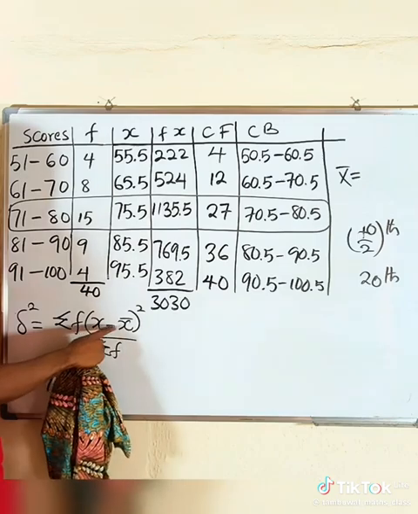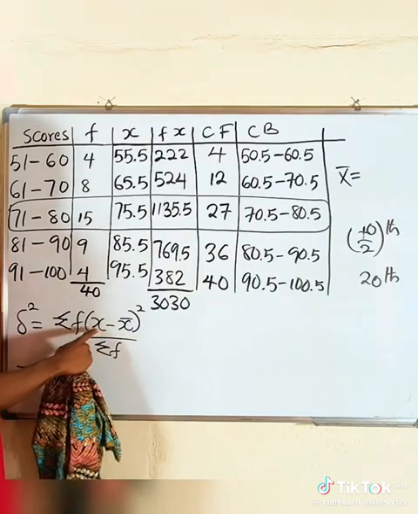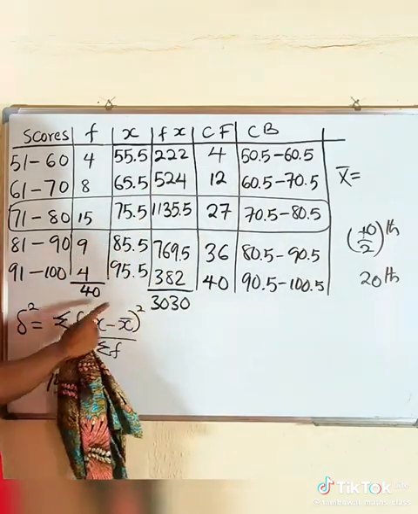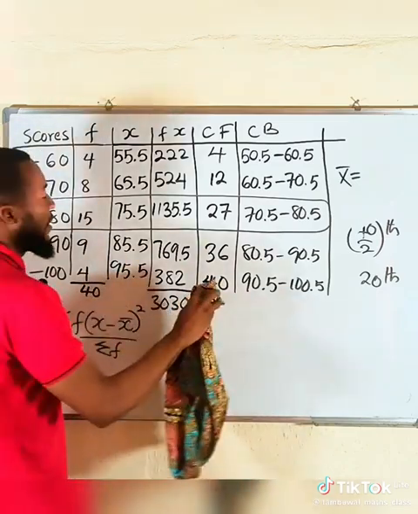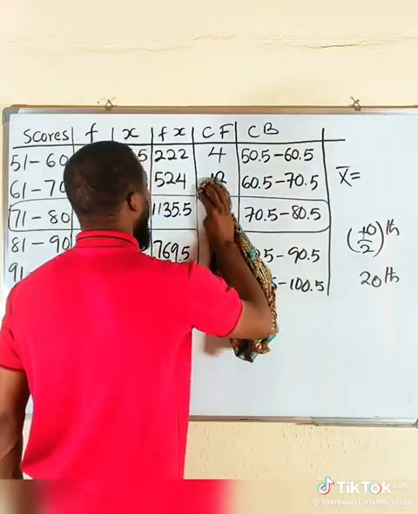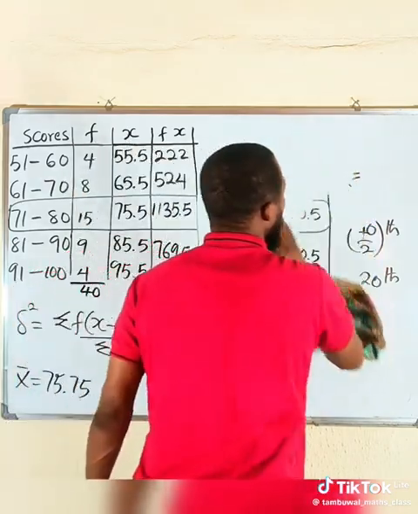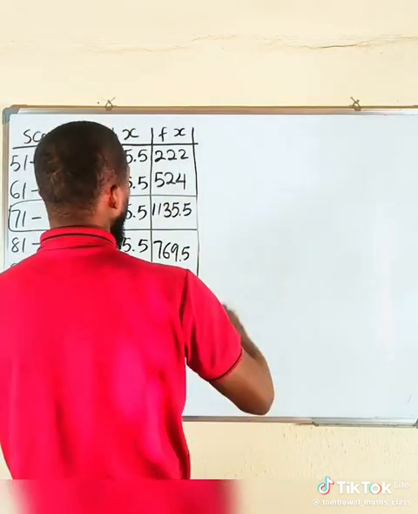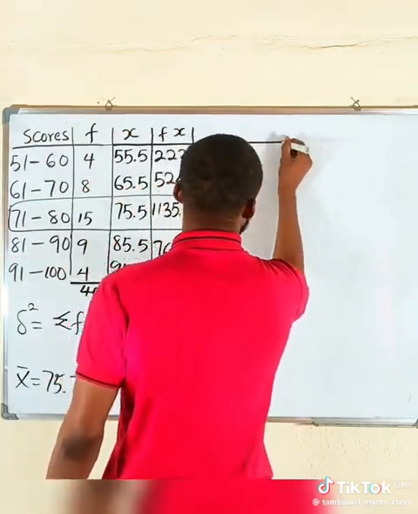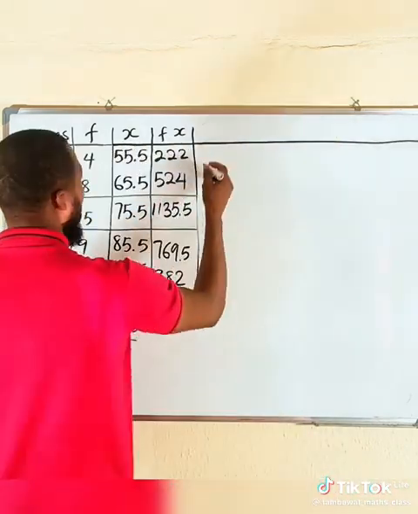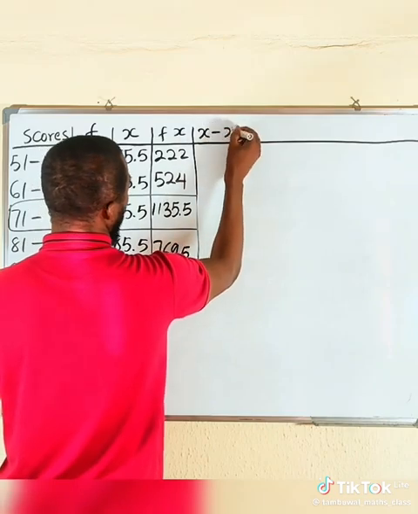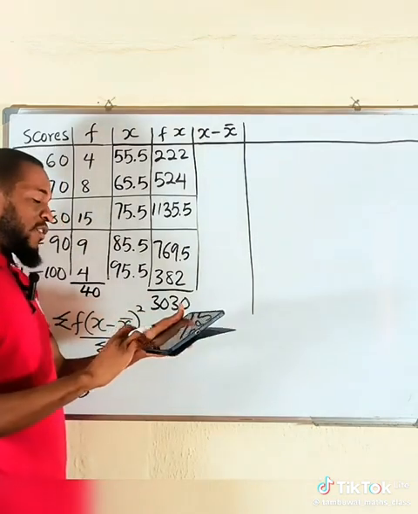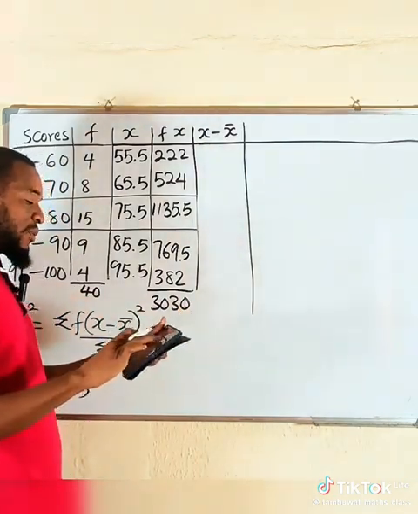We are going to add x minus x bar. We are going to add x minus x bar squared. We are going to add x minus x bar squared times f, which is the frequency. Because I don't have more space, I'm going to take down this. So I need 3 extra columns. I'm going to start with x minus x bar.